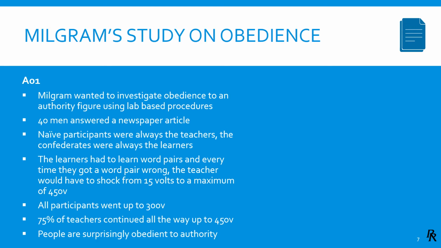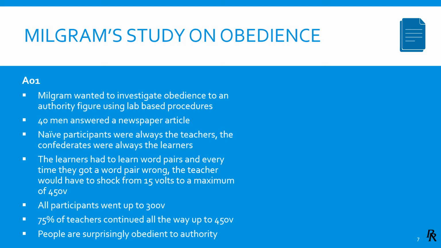The experimenter had 4 prompts to use if the teacher was reluctant to continue, one being please continue and the other being you have no choice. The learner, who was always a confederate, appeared to become more distressed while pretending to be shocked. A sample of 40 men answered a newspaper advertisement to volunteer for the experiment. The lab was set up as above.